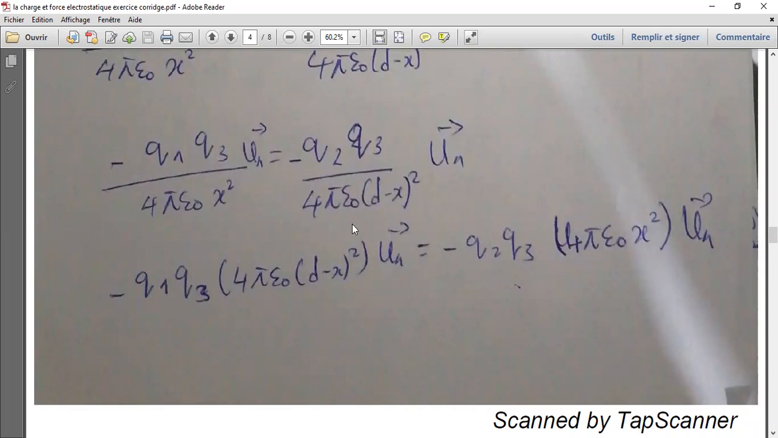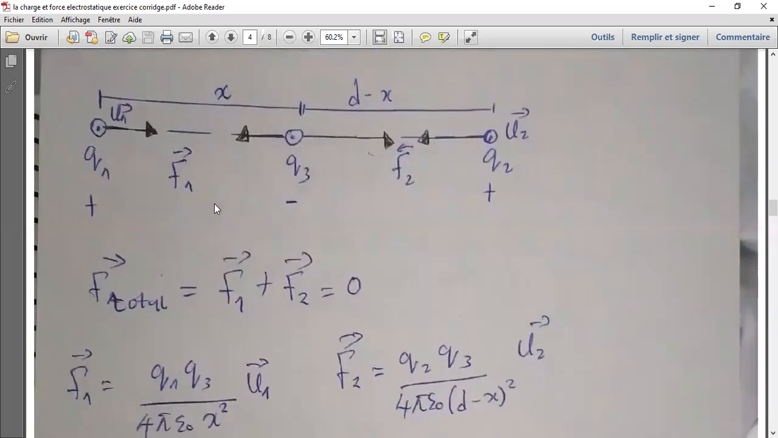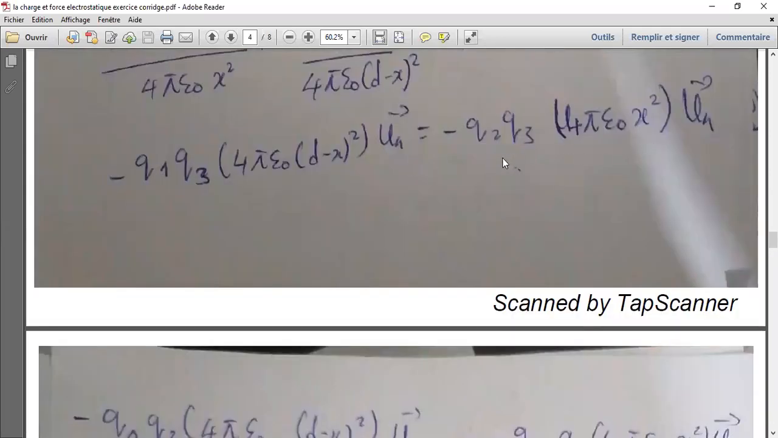I do the cross multiplication. Then I also do the cross multiplication of this one, negative Q2 Q3 times 4 pi epsilon 0 x squared. This is what you get here.